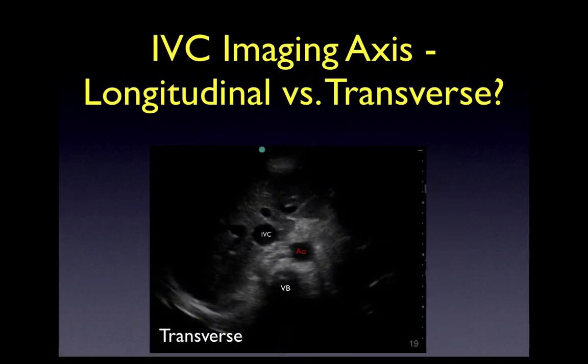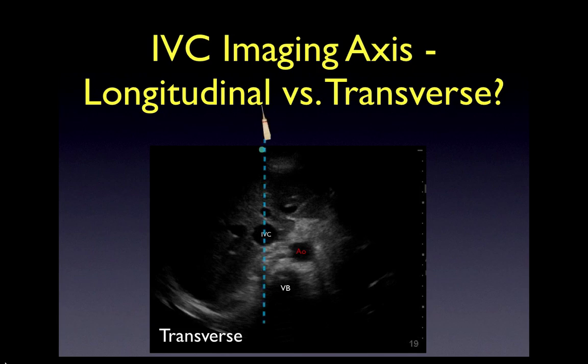With regard to the transverse axis, once again we're seeing the relevant sonoanatomy. As you see in front of you, we can see the vertebral body at the bottom of the image, and towards the patient's left we see the large vessel, which is the aorta, and towards the patient's right we see the IVC.